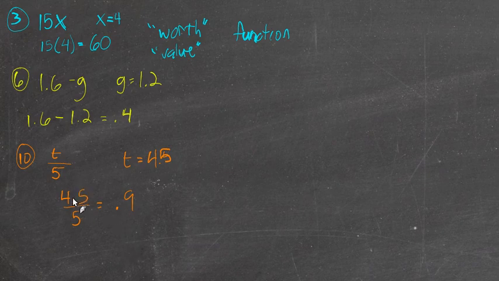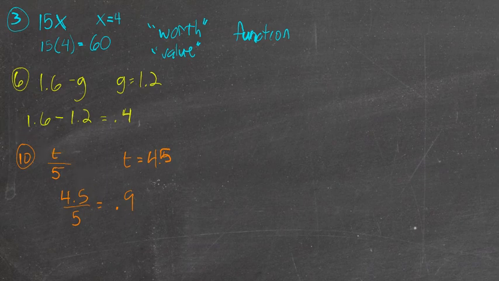So 4.5 is pretty close to 5. 5 divided by 5 would be 1. 0.9 is pretty close to 1. So that's a reasonable sounding answer, which is a useful skill to have and a practice to make into a habit. Is this answer reasonable? Does that make sense? So just a little tip there.